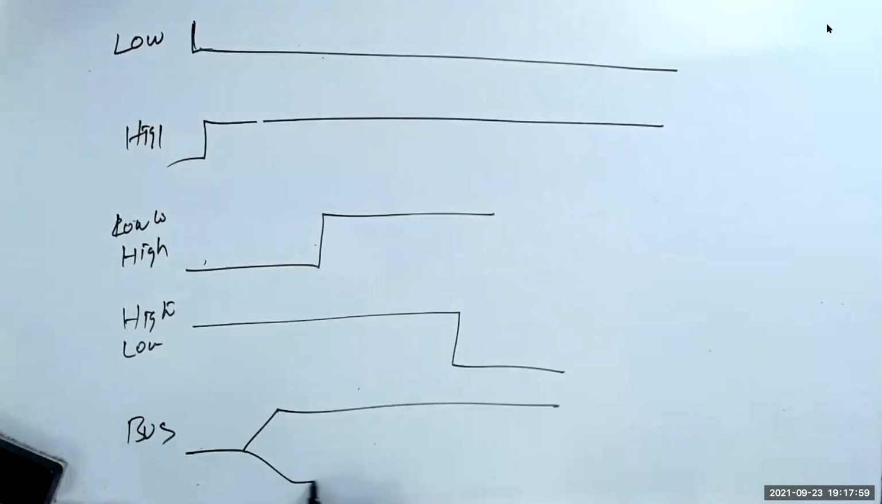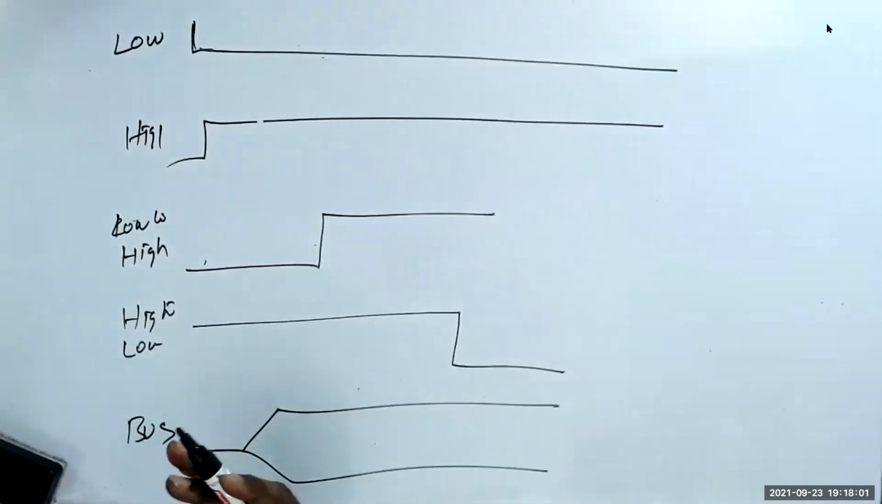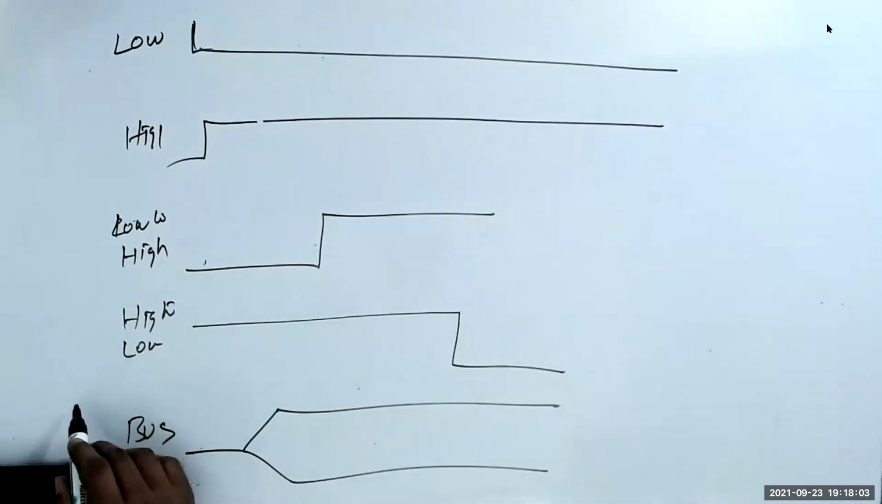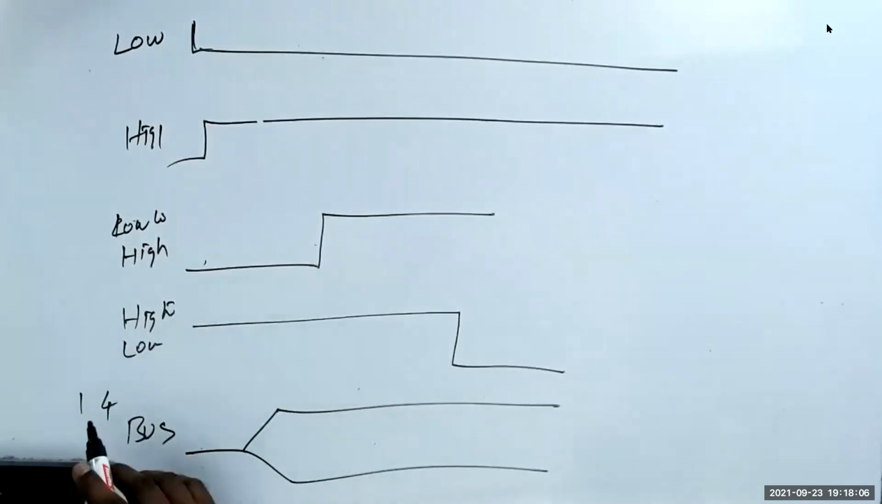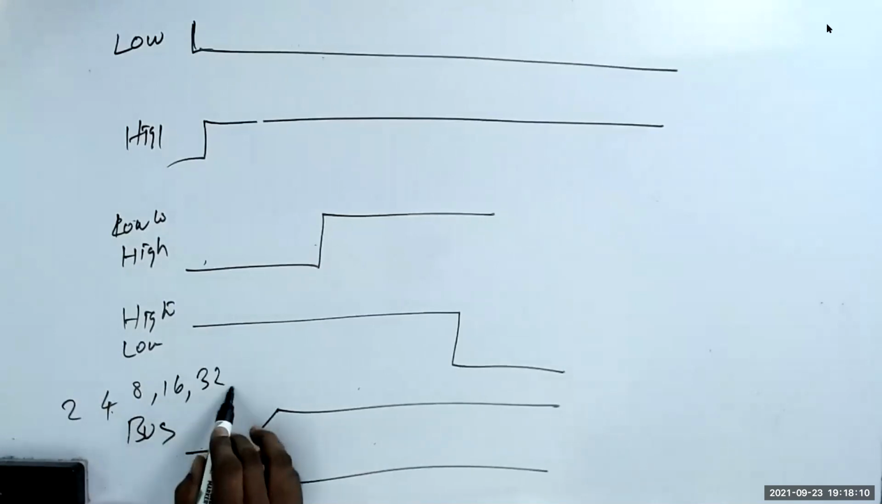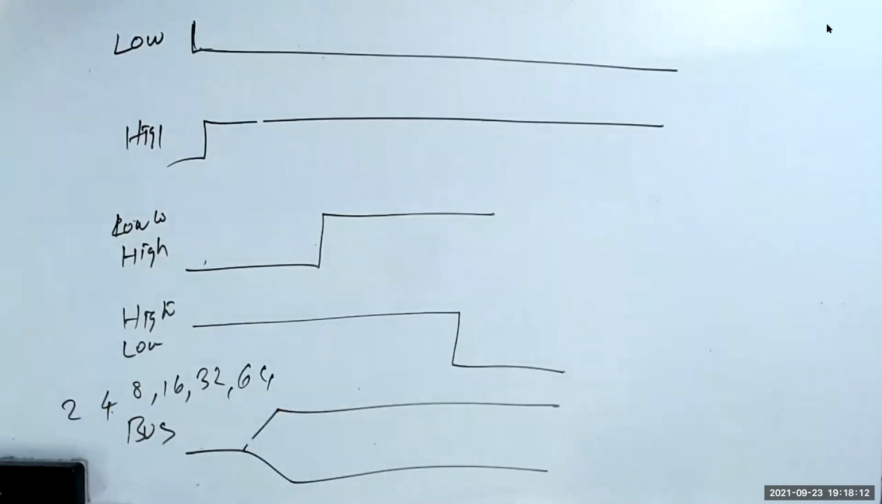Bus can be any size. It could be of 1 or 4 or anything: 2, 4, 8, 16, 32, 64, anything. But we draw it only as one set of wires.